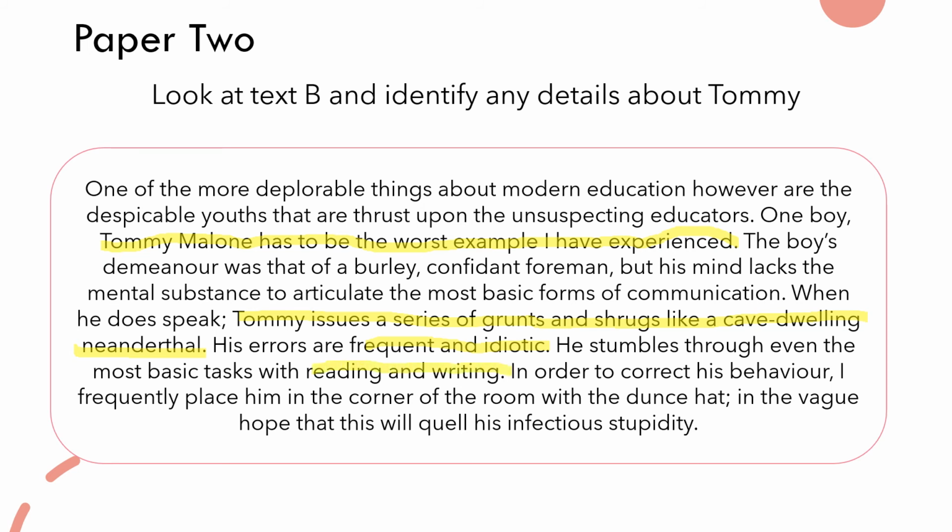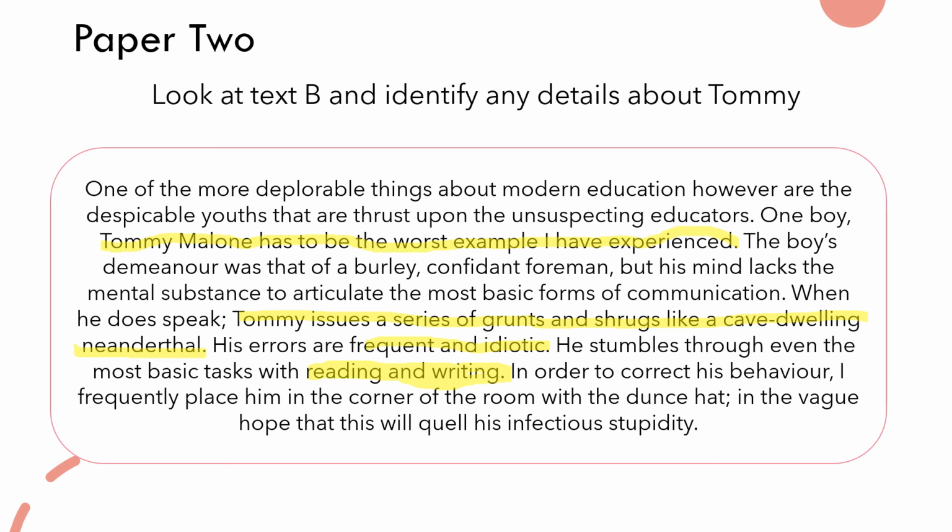So again, he's not refusing to take part in the lesson. Seems like he's having a go. He's doing the reading and the writing, which again in the 19th century would be the vast majority of the things that they'd be looking at. But it seems that he's not really going to get the support that you'd normally get with a modern teacher. In order to correct his behaviour, I frequently place him in the corner of the room with the dunce hat.